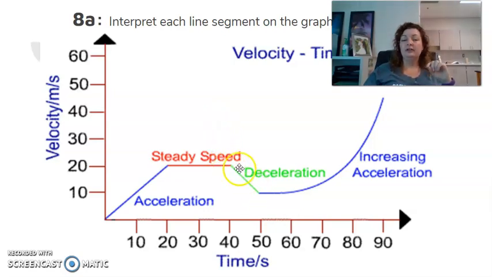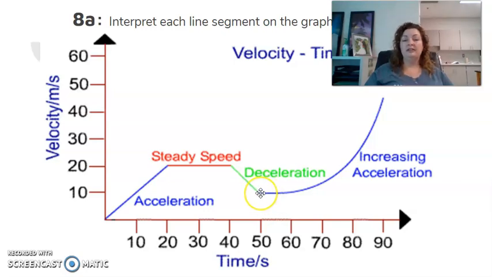Now this green line is deceleration. Remember that deceleration is a form of acceleration. Deceleration just means that you are slowing down, okay? So you are decelerating or slowing down. And that's exactly what we're seeing here. We just went from 20 meters per second to 10 meters per second. So now we're just slowing down at a constant rate.